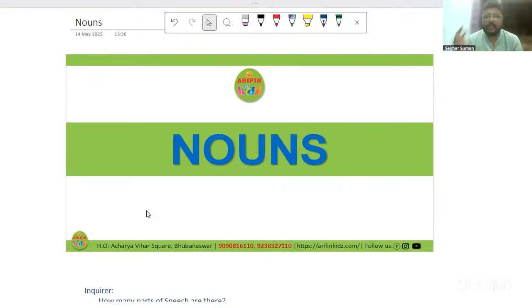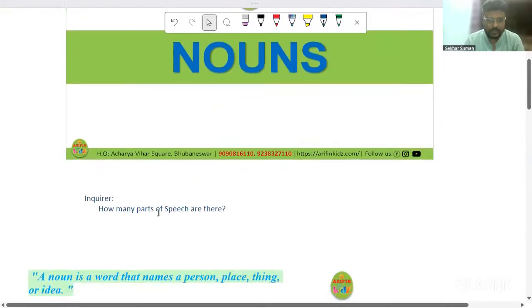As you must have heard, nouns are naming words. But exactly, nouns have come from the parts of speech, nouns being one of the parts of speech, right? So have you heard about parts of speech?